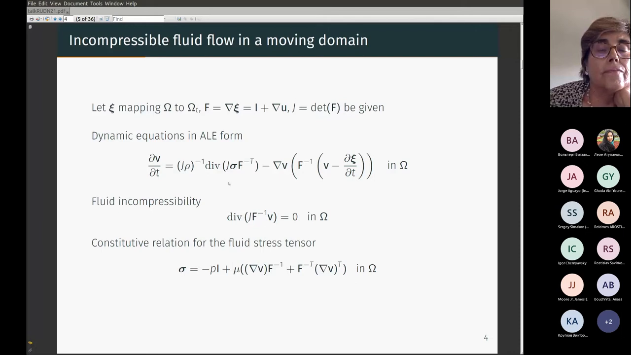Factors F and J come into terms of these equations because of the reference domain. It is written in the reference domain. The Lagrangian Eulerian formulation comes from the fact that acceleration, the left hand side of the equation, is not multiplied by these factors. Also, we write the fluid incompressibility in the reference domain. This equation has factors J and F minus one. And we write the Newtonian constitutive relation for the fluid stress tensor, which relates stress tensor to pressure and velocity. And again, factor F comes here because the relation is written in the reference domain.